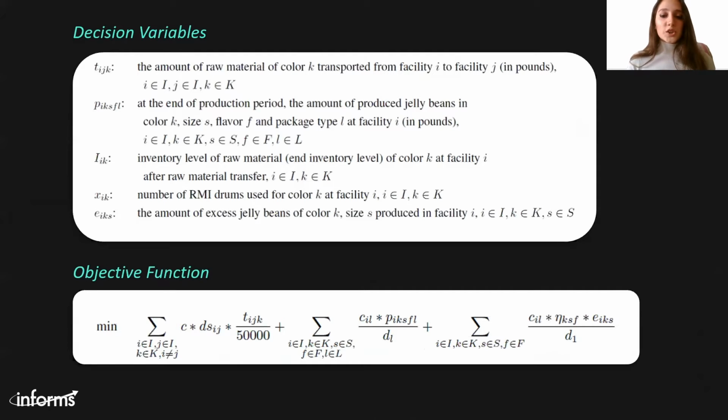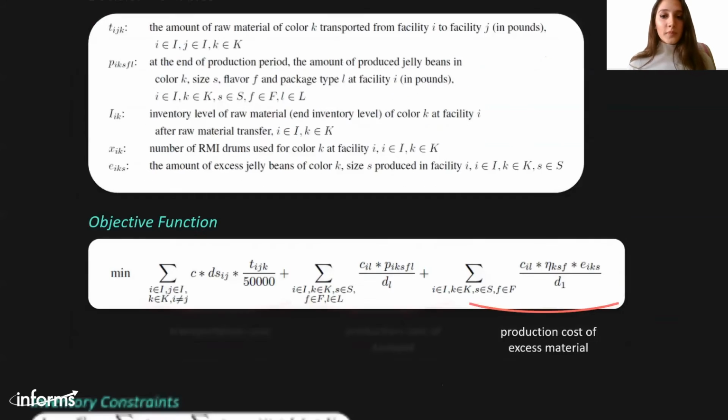The decision variables: T is the transfer amounts between facilities. P is the production amount of each type of jelly beans. I is the inventory levels after the transfer. X is the number of aramide drams used for each color. And finally, E is the amount of excess jelly beans. The objective is to minimize the total cost, consisting of three parts. First part is the transportation cost, then the production cost of demand, and finally the production cost of excess raw material.